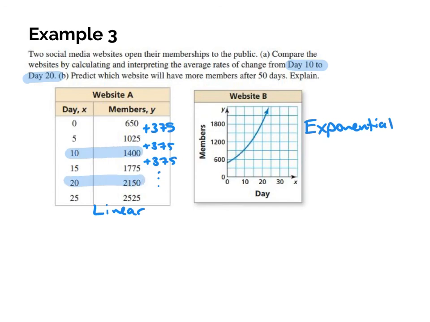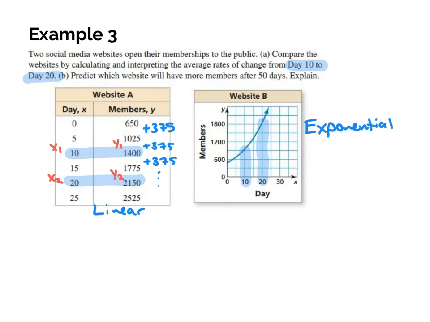On our graph, we're going to have to identify, okay, here's day 10, here's day 20. We probably have to estimate some values there. And what we're going to do is look at the rate of change. So to find the rate of change, I'll start off with the linear function in our table. It's going to be an easier one to do. What I'm going to think about is this is my x1 and x2. This is my y1 and y2.